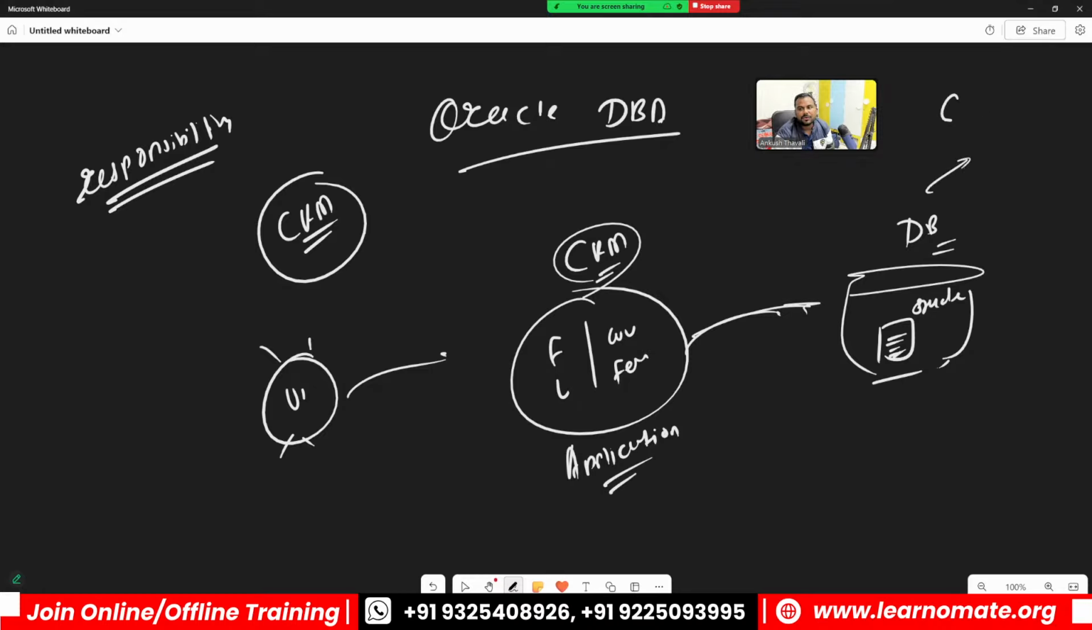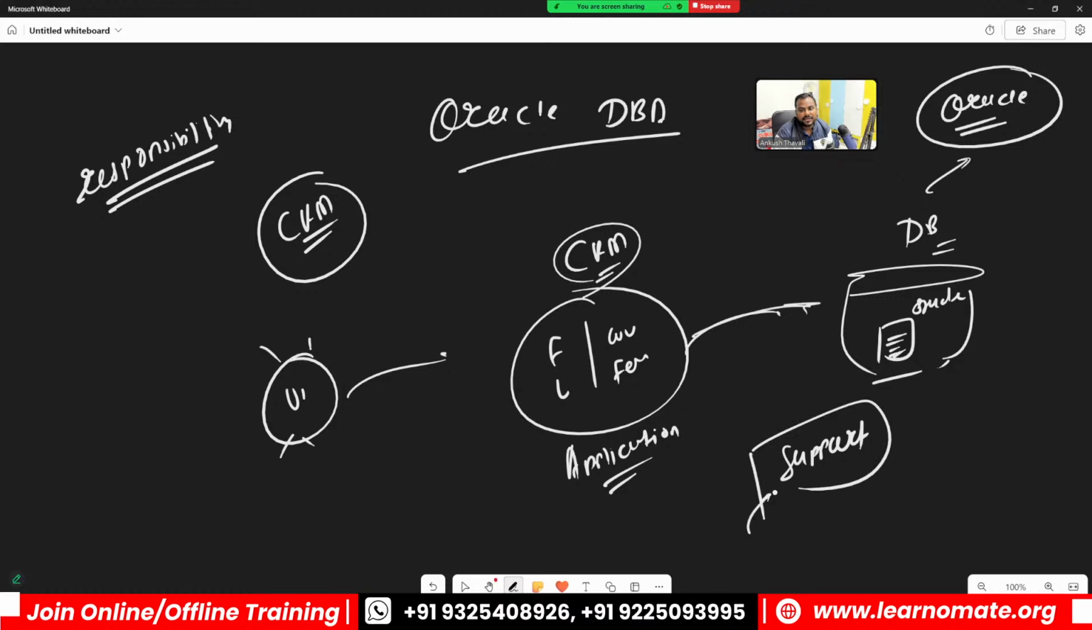Now we are talking about the Oracle database, because whenever you are talking about a database, Oracle is much more powerful. Security wise, it is much better. Performance wise also it is much better. You have multiple options to improve the performance of your Oracle database. And the most important part is that whenever you get any issues, you can raise a ticket with Oracle and they will provide you support.